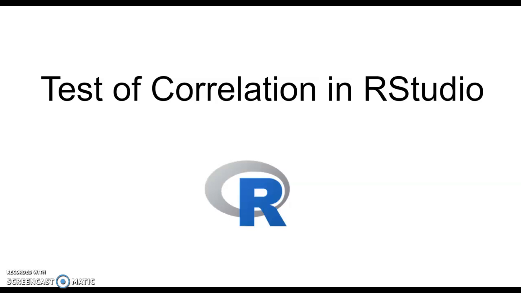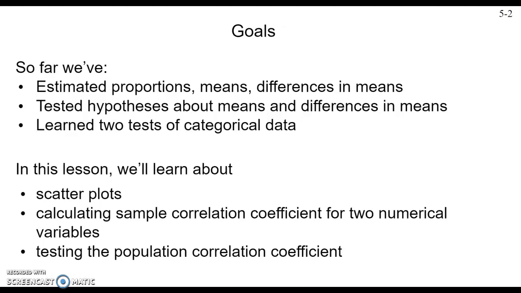Test of correlation in RStudio. All right, so far, we've done all this statistics stuff: estimated proportions, means, differences in means. We've tested hypotheses about means and differences in means. We've learned 2 tests of categorical data, those chi-square tests, right? So what we're going to learn today is scatter plots, calculating a sample correlation coefficient for 2 numerical variables, and testing the population correlation coefficient. And you're actually going to do some of these things.